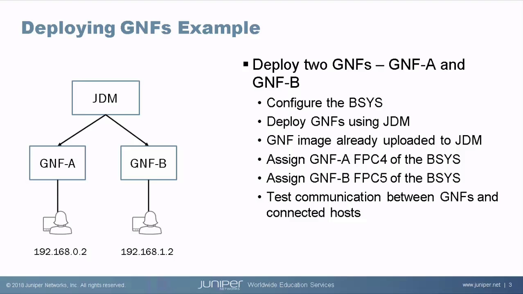Then we're going to use JDM to deploy the GNFs, and we're going to have to do a few things to do that. The thing to point out is the GNF image is already uploaded to JDM, so we don't need to upload that first. We'll just need to deploy the actual GNFs. And then we're going to assign GNF-A FPC4 on the BSys, GNF-B FPC5 on the BSys. And then we'll test communication between the GNFs and the connected hosts. So let's go ahead and jump into the CLI.